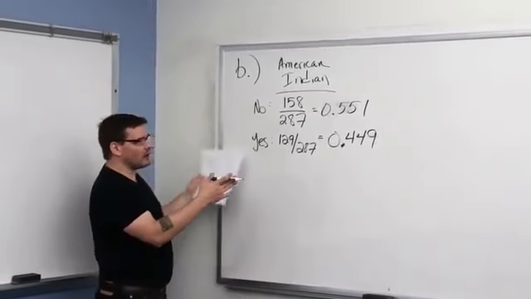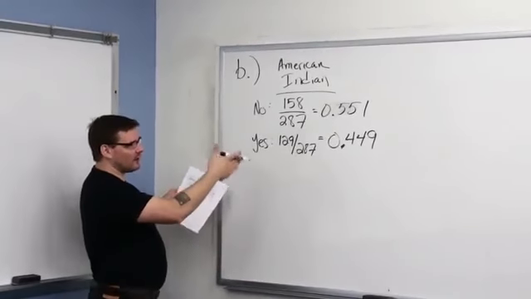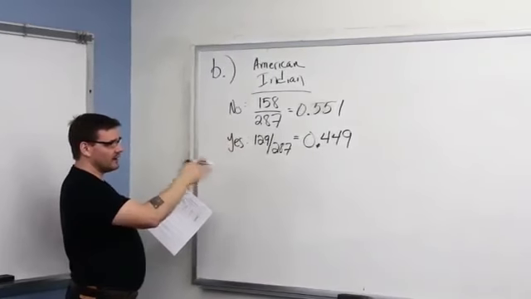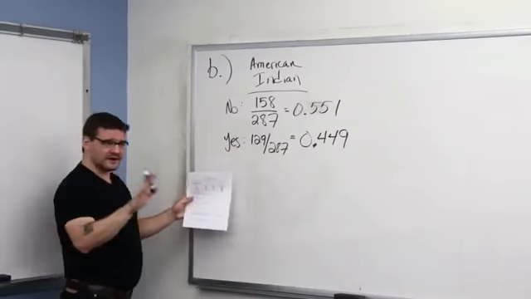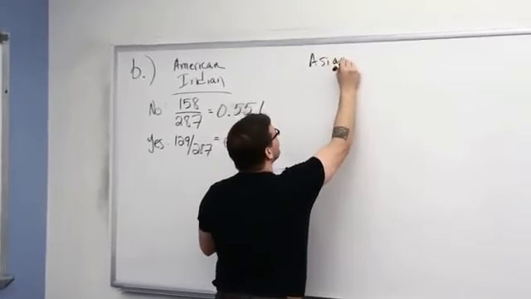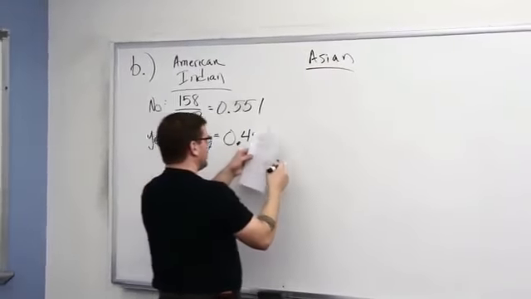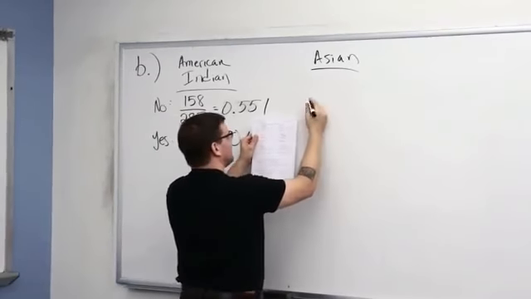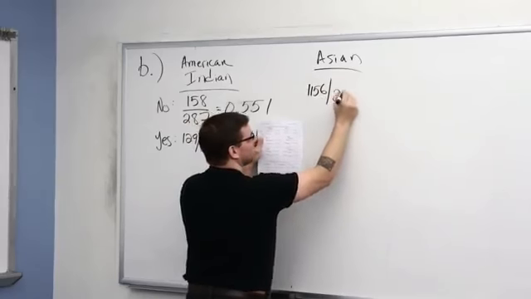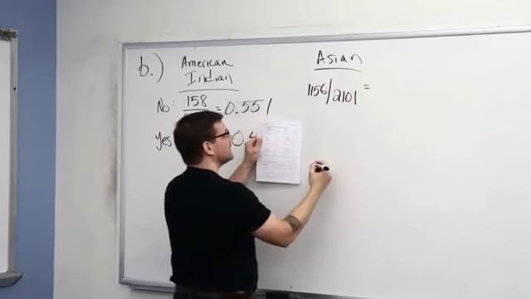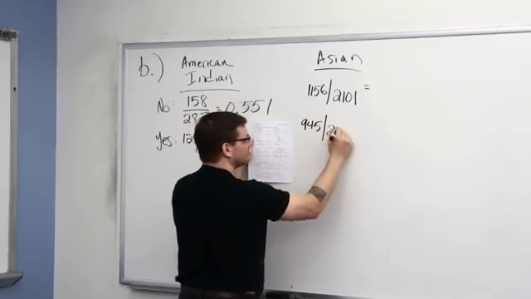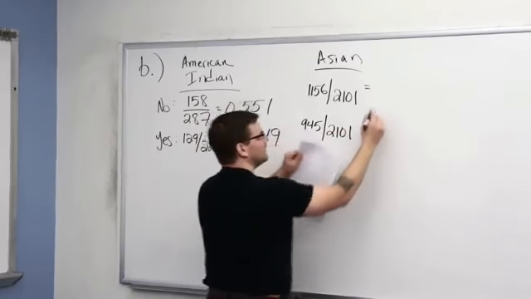All right, so now all we're going to do quickly is we're going to work our way through the table. We'll do Asian, black, black Hispanic, white, white Hispanic. And we're going to go lightning speed. So here we go. Next one, Asian. Again, no and yes. I've got the numbers here. So of the Asians, for no's, 1156 out of 2101. For the yeses, 945 out of 2101.